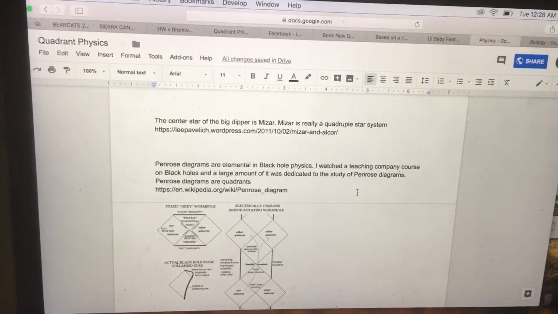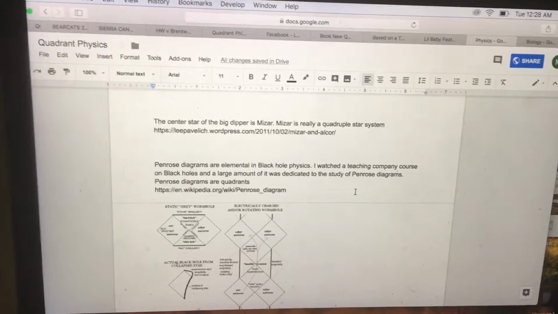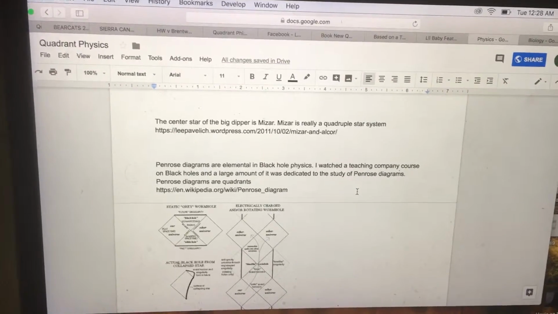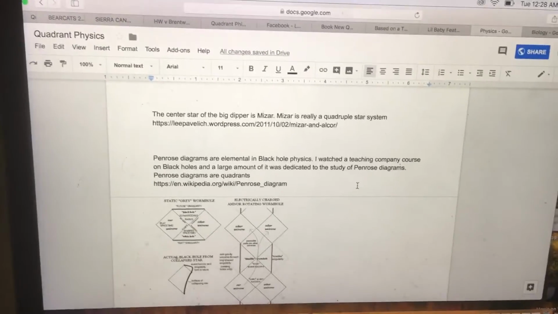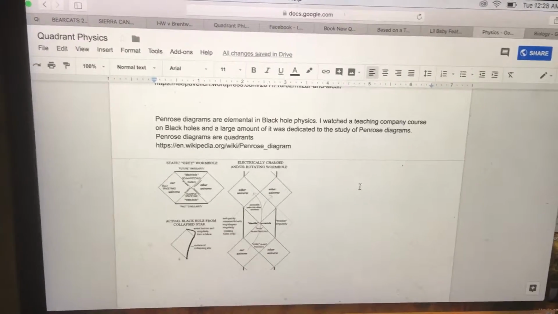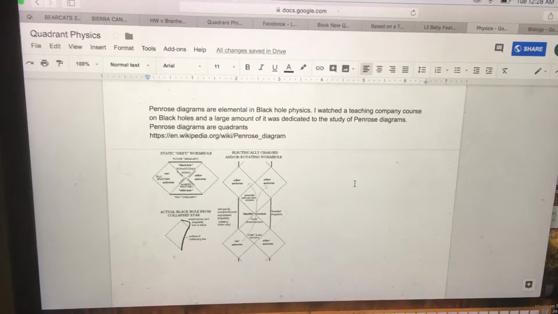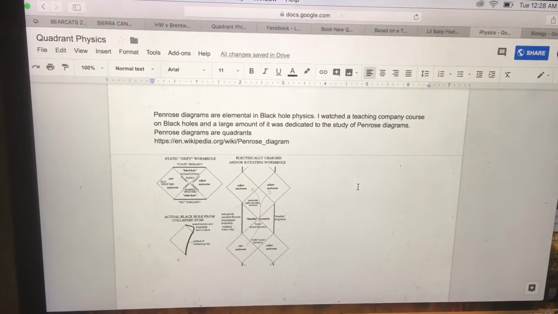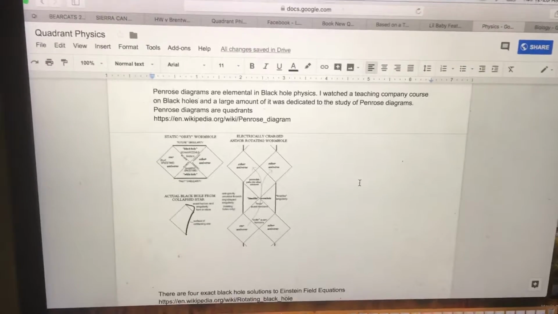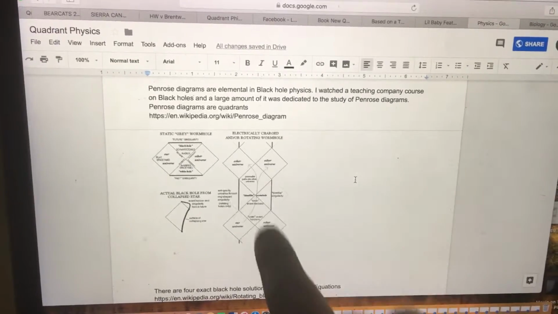So the center star of the Big Dipper is Mizar. Mizar is really a quadruple star system. The Penrose diagrams are elemental in black hole physics. I watched a teaching company course on black holes, and a large amount of it was dedicated to the study of these Penrose diagrams. See other quadrants.